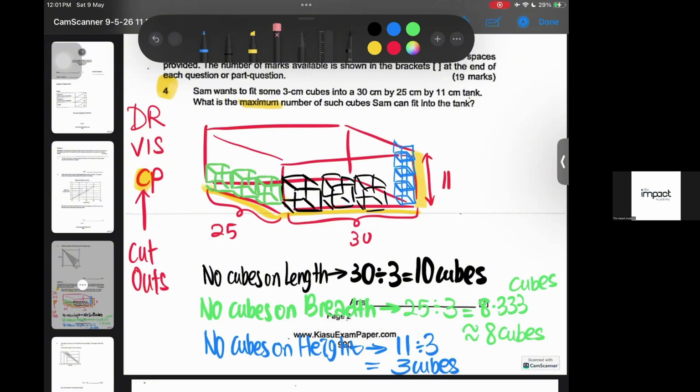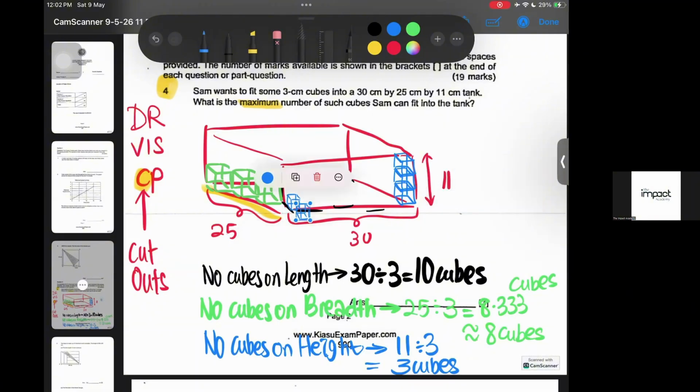Okay, let me just show you. If I really go and draw it out, I can put 3 cubes. Can you all see I put 3 cubes? I can put 3 cubes on the height. How many cubes can I put on the length? I can put 10 of these. I'm going to show you. I'm putting 10 of these on the length. Agree or disagree?